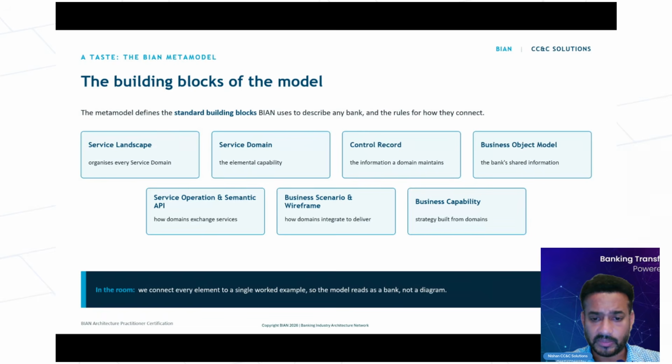The business scenarios and wireframes are also brought in here. They are just ways of showing how service domains can be orchestrated or integrated to achieve some kind of business outcome. And it also covers business capabilities, which is how you take these service domains and link them up into your business layer. So all of these elements of the meta model play a very, very crucial role in the way BIAN is applied to act as your reference architecture, to act as your integration architecture, your information architecture, and so on. So through the training, you'll get a very, very good grounding on each of these concepts, and then how you use them in ensuring that the way you tailor BIAN and apply it to your bank is done in a way that preserves the integrity of the model.